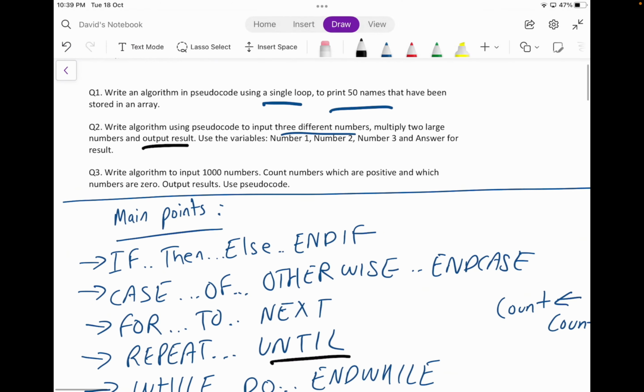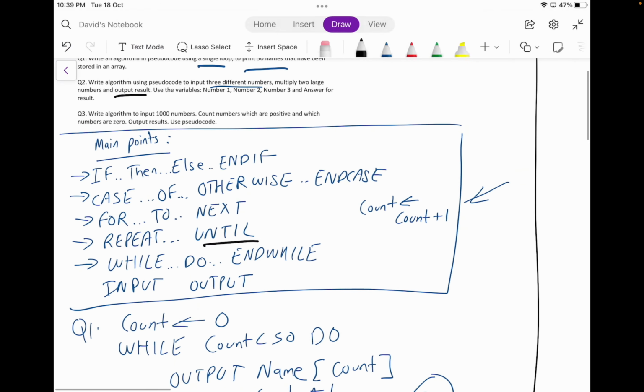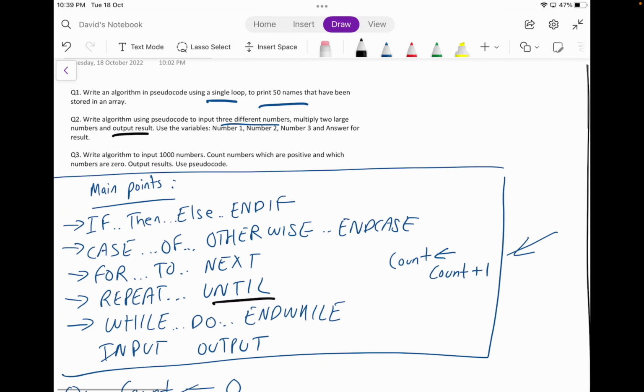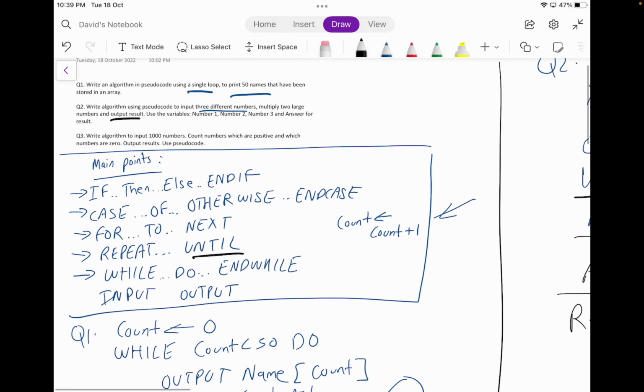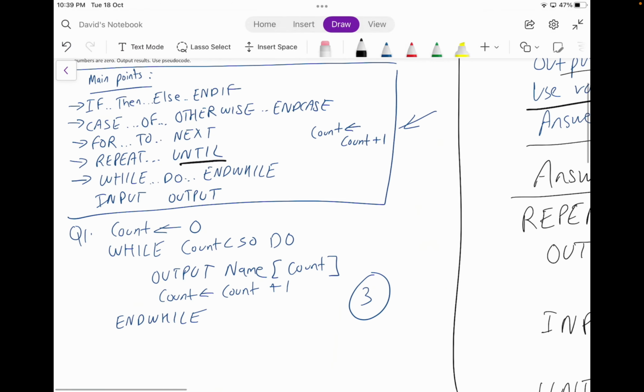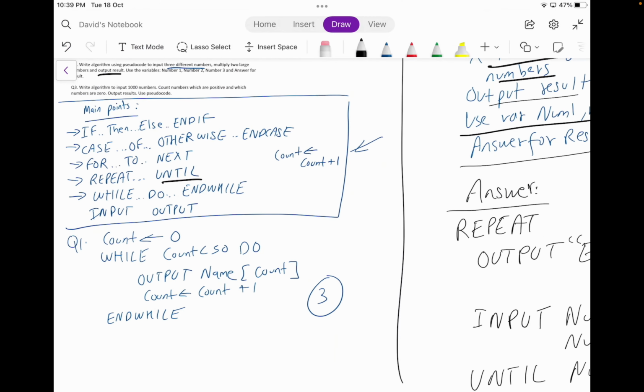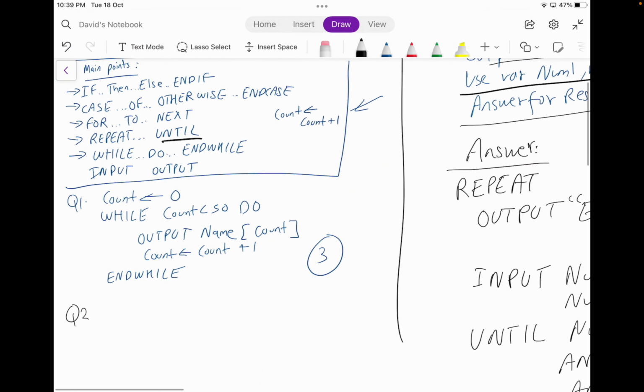Question 3 talks about writing an algorithm to input 1,000 numbers. You have to count which numbers are positive and which numbers are 0, and you have to output the results, and you have to use pseudocode. Now, in order to solve this question, I'm going to write down the working somewhere close by. Actually, we're going to write down the question. So this is going to be question 3.